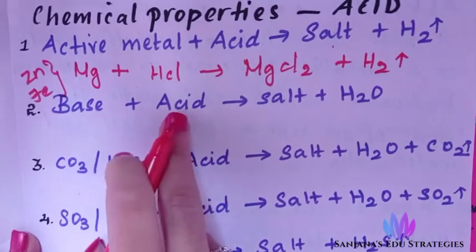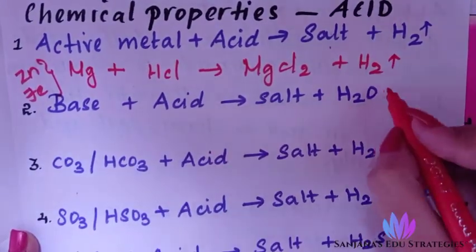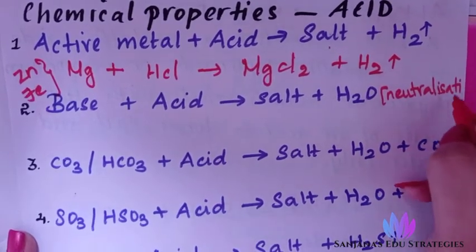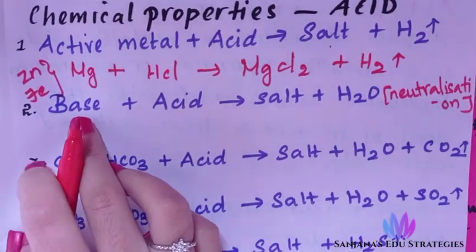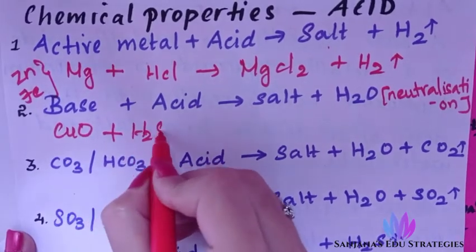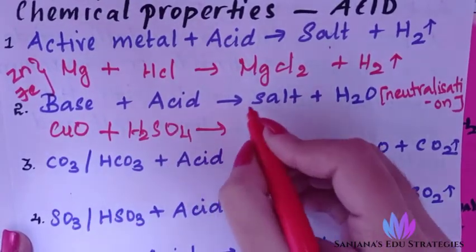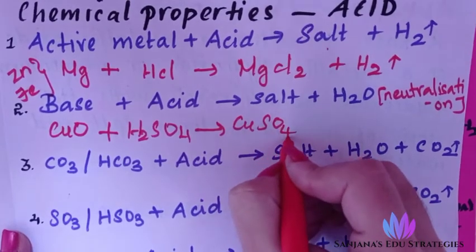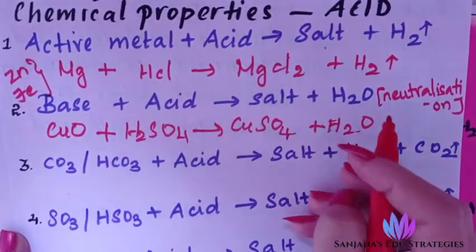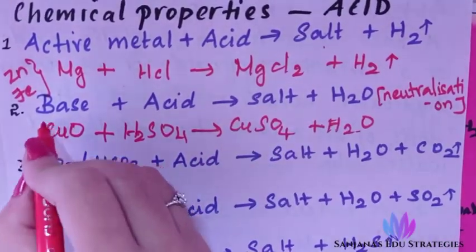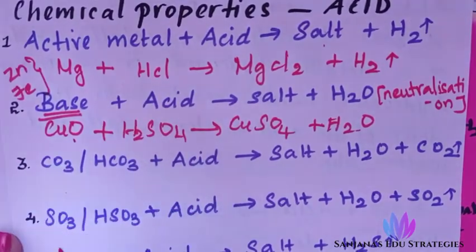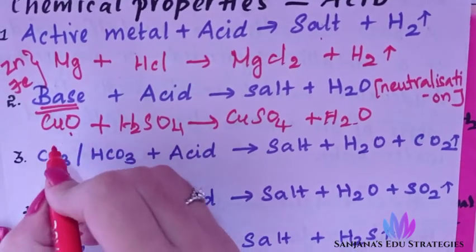Next is base plus acid gives salt plus water. This is a neutralization reaction. I am taking a base, say copper oxide. Copper oxide plus H2SO4, sulfuric acid, gives a salt, that is copper sulfate, plus water. Base plus acid gives salt plus H2O. For the base, you can use any metal oxide or any metal hydroxide.